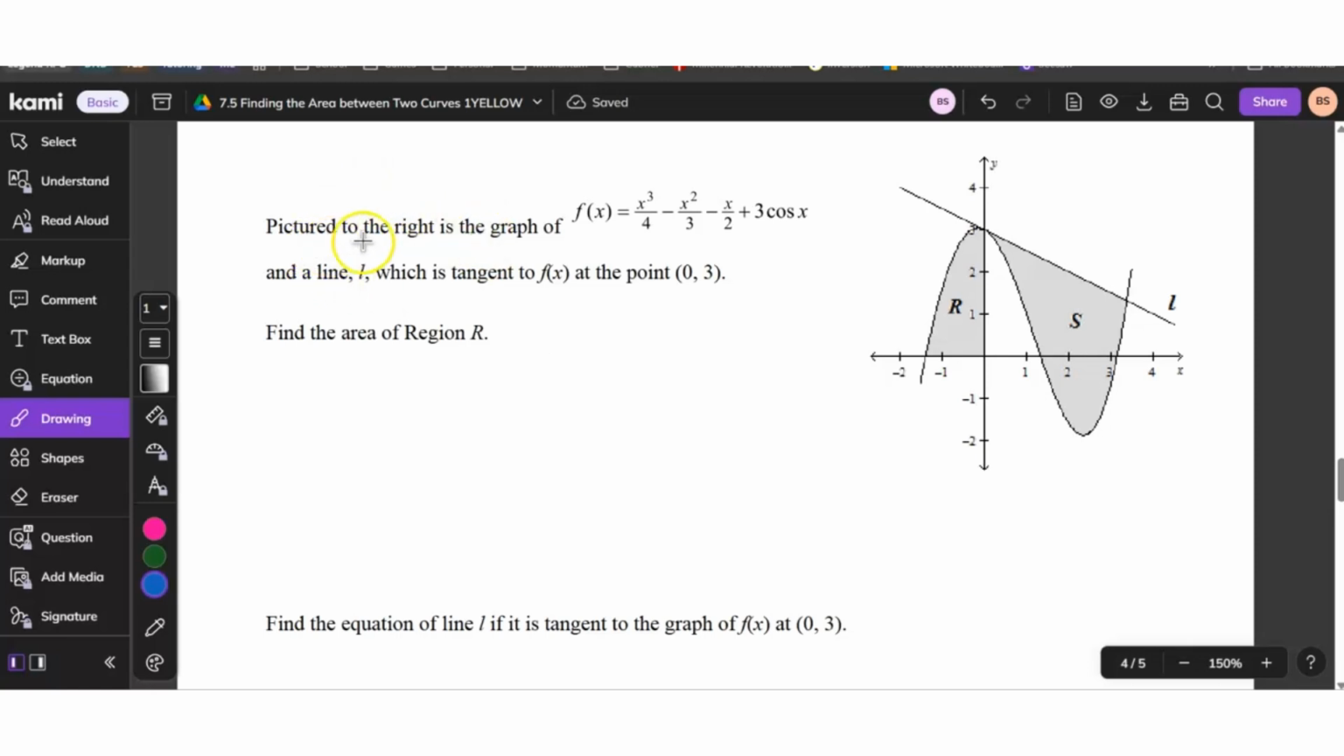All right, pictured to the right is the graph of f of x, which is this grossness. Amelia, you can do it. I believe in you. And a line L, which is tangent to f of x at the point 0, 3. So right here, this is tangent. That's our tangent line.